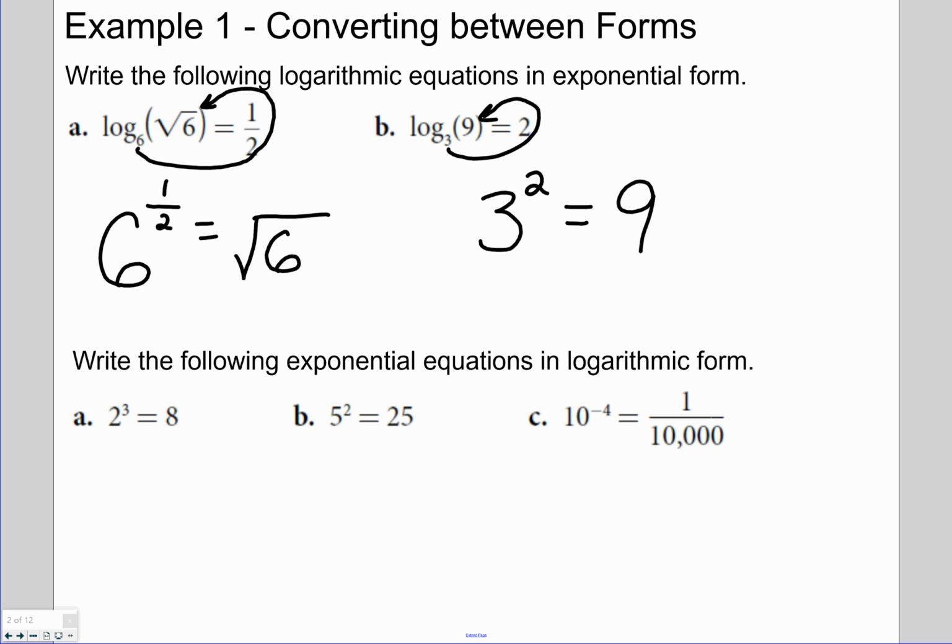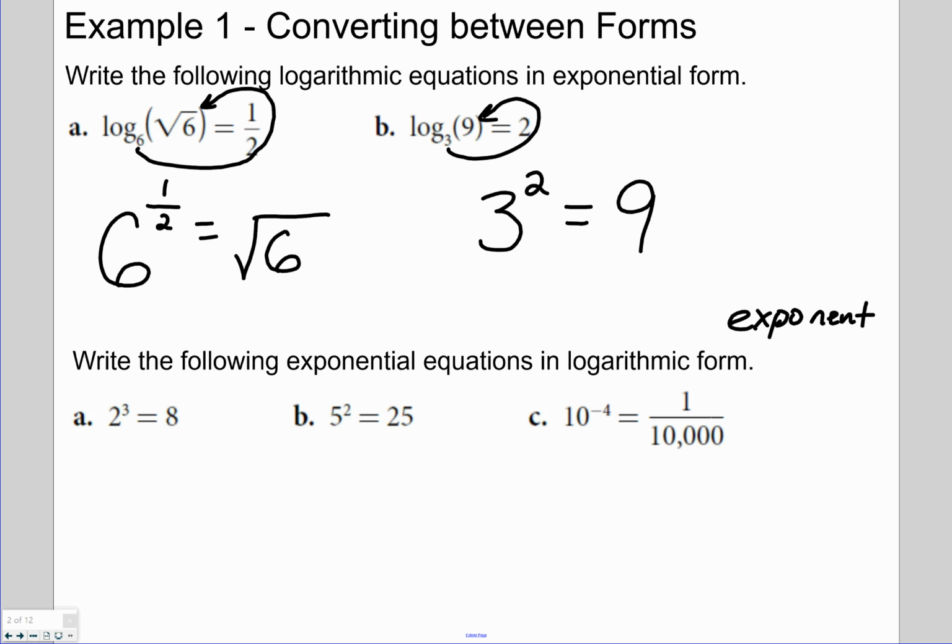Okay, now we're about to go the other way. Before we do that, I want you to tell yourself a logarithm is just a what? A logarithm is just a what, Sylvester? An exponent. Love it! A logarithm is just an exponent. Somebody's been paying attention.